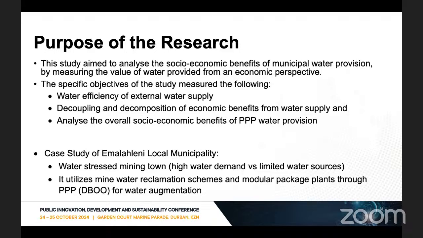Modular package plants are mainly containerized water treatment plants, which are not the centralized type of water treatment plants, whereby there's no major bulk infrastructure, no conventional water treatment plants or wastewater treatment plants that are built. As opposed to that, they built the containerized ones, located where the need is, and that is established on a triple P model, which is basically design, build, own and operate.